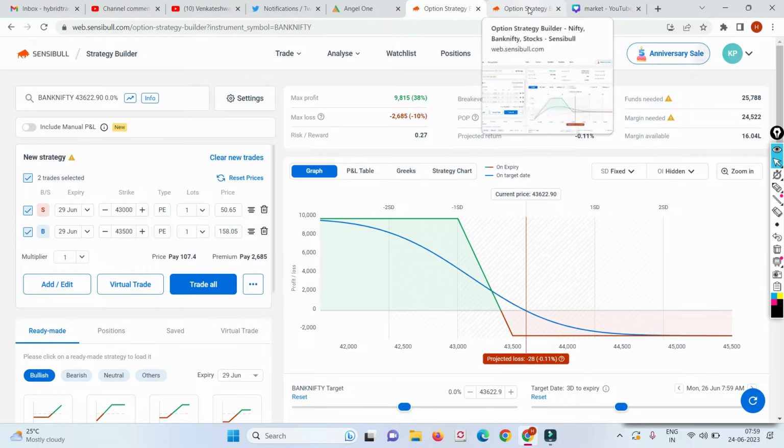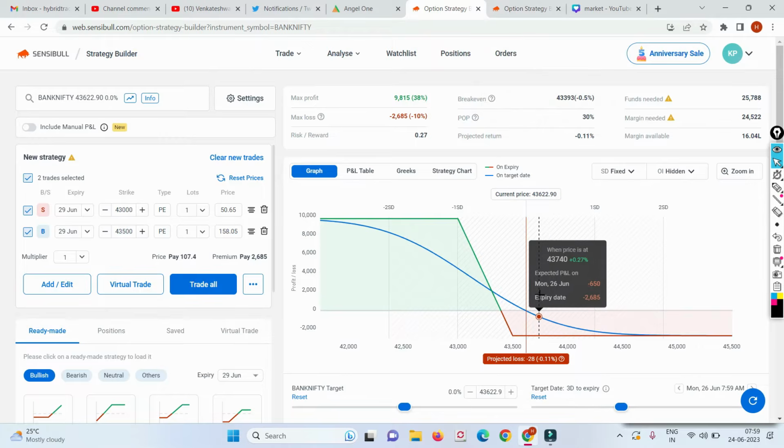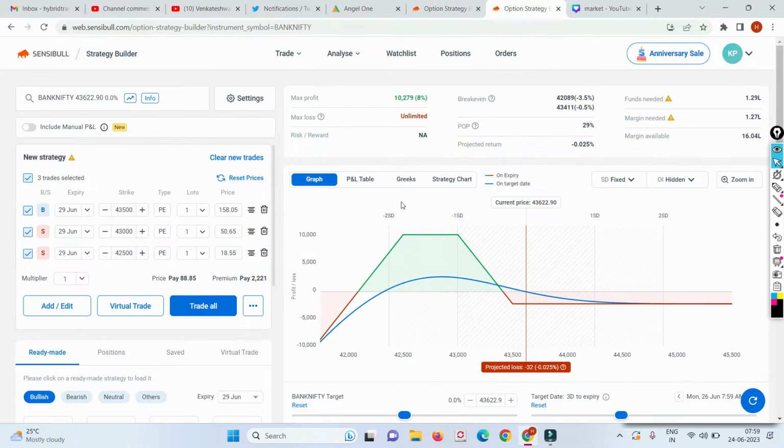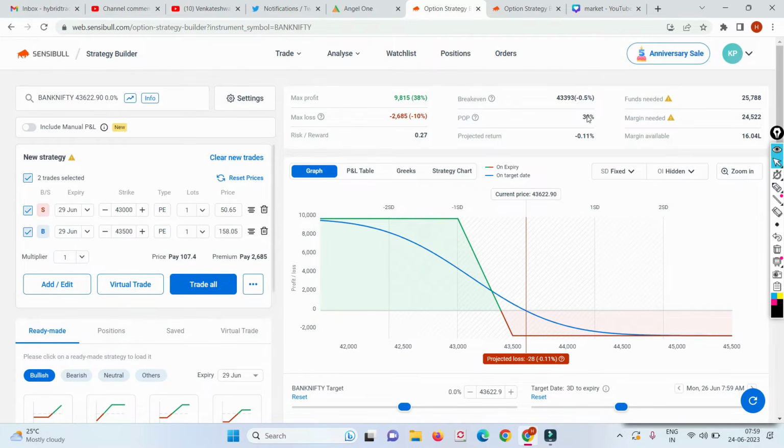Now the actual difference, and the biggest question, is when exactly we have to deploy the debit spread and when we have to go for the ratio spread. We have seen it in terms of capital, absolute profit, maximum profit, maximum loss, and probability of profit, which shows 29% here but 30% there, not a big deal, and projected return and everything. Now the important factor is when exactly you have to deploy the debit spread.